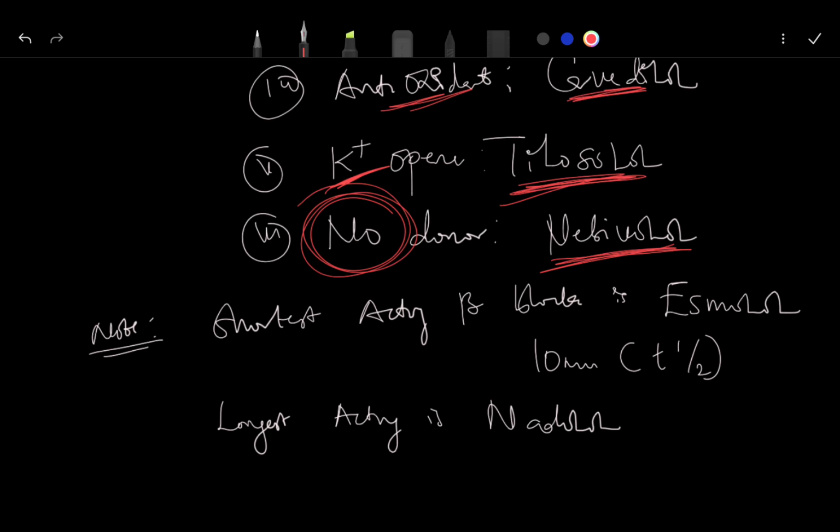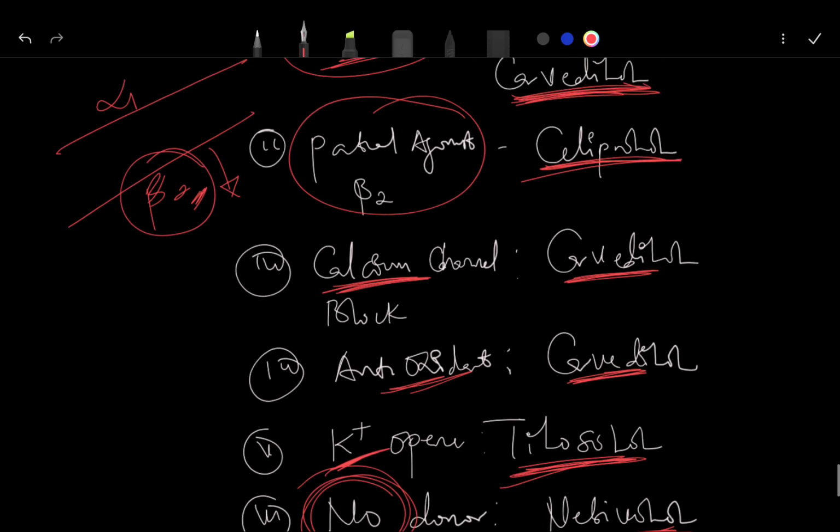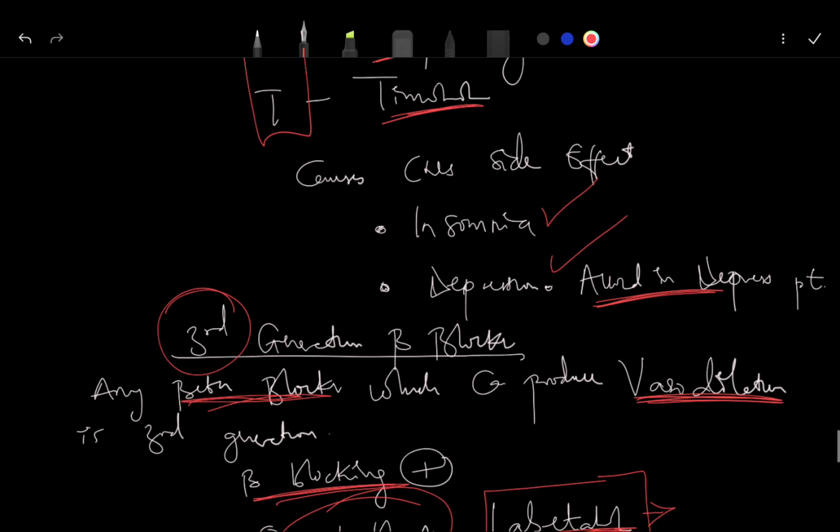Now as a side note, esmolol is the shortest acting beta blocker, while nadolol is the longest acting beta blocker. Esmolol is very short because it is broken down by plasma esterases. It has a half-life of about 10 minutes. So that is all, just as a way of recapping before we end this video.